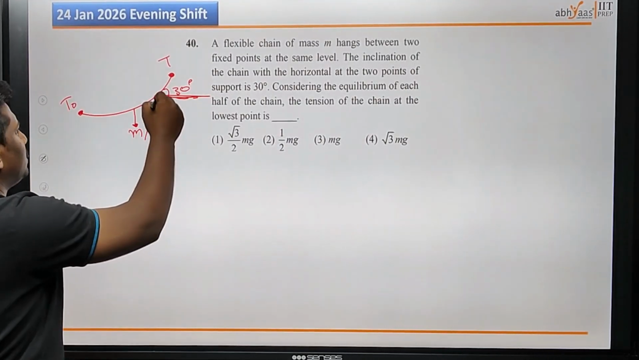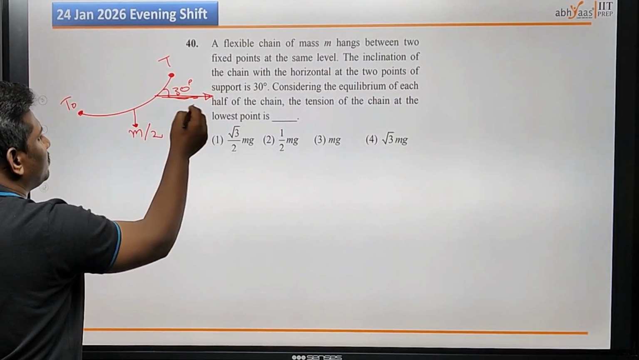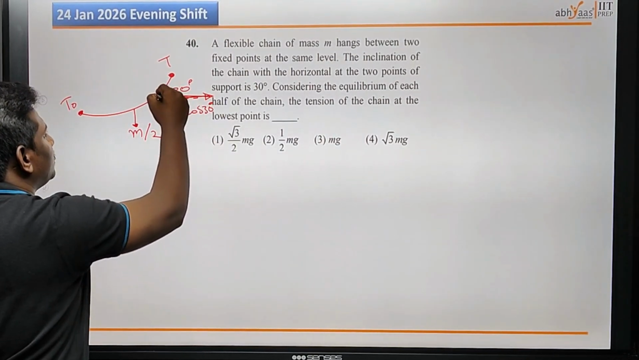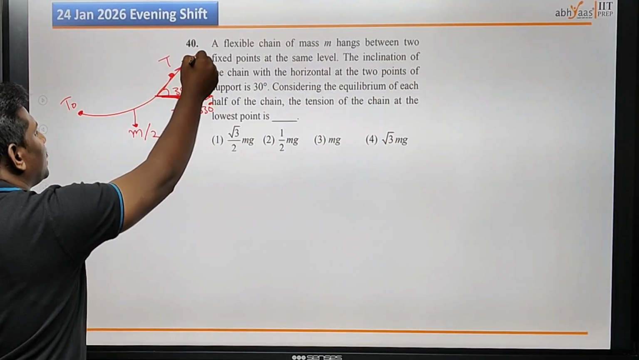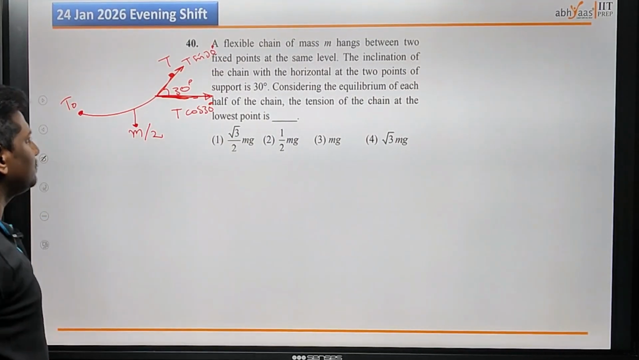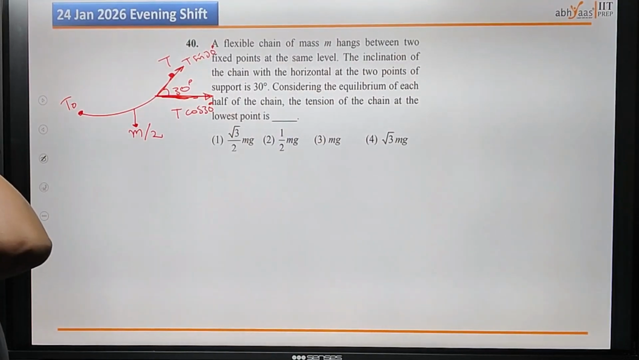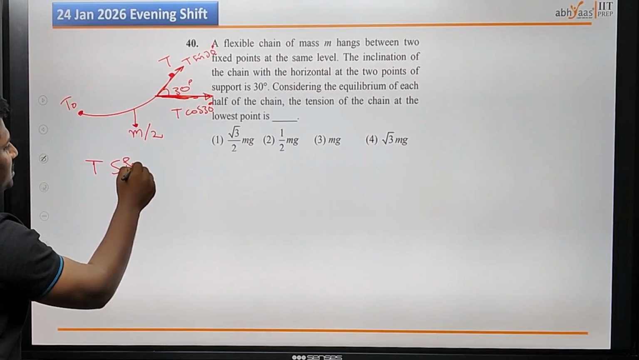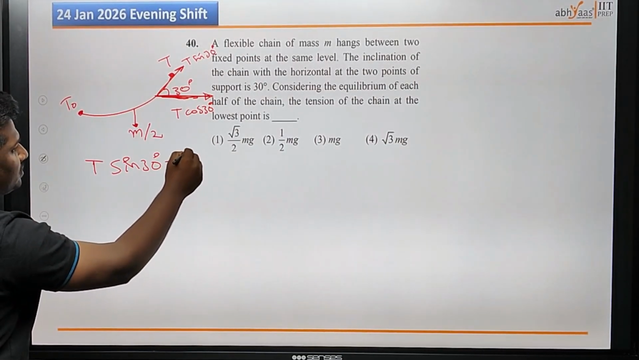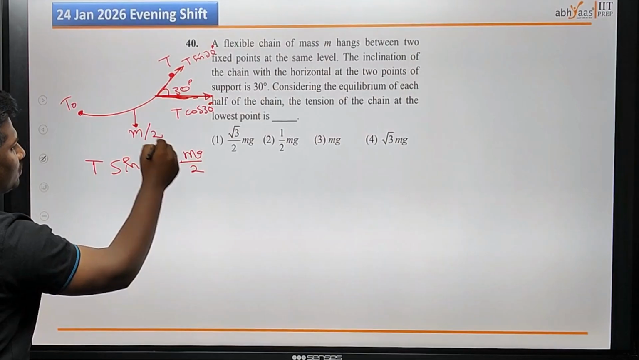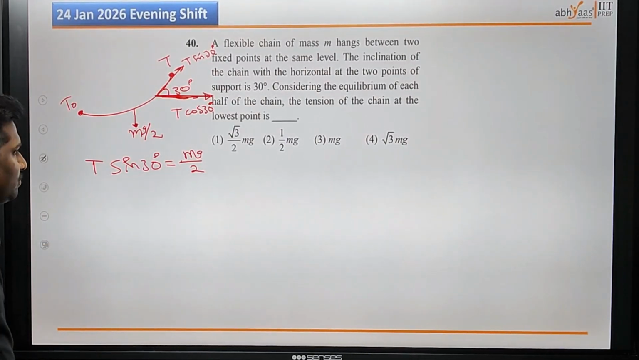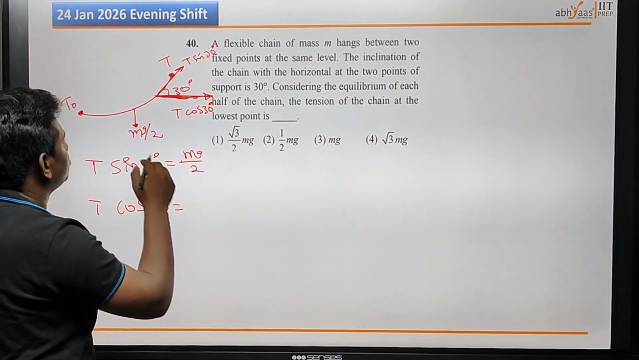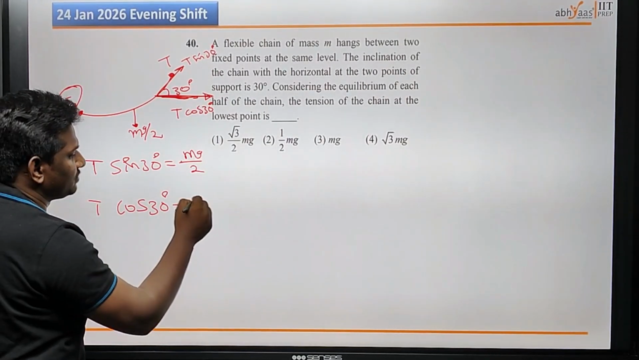If you resolve the forces, you will get T cos 30 and T sin 30. So at the equilibrium condition, T sin 30 equals mg by 2, the gravitational pull. T cos 30 equals T naught.